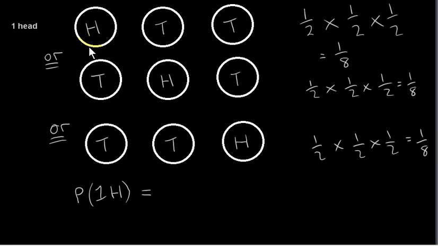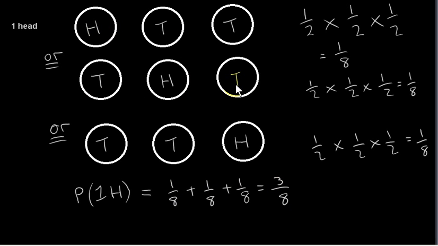Now, these are mutually exclusive events, and we need to apply the OR rule. We have this configuration, or this configuration, or this configuration. So the probability of getting 1 head, which I'll write 1H for short, is got by summing the probabilities for these 3 mutually exclusive events. So we have 1/8 plus 1/8 plus 1/8, which is 3/8.